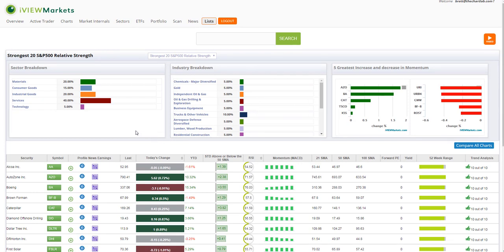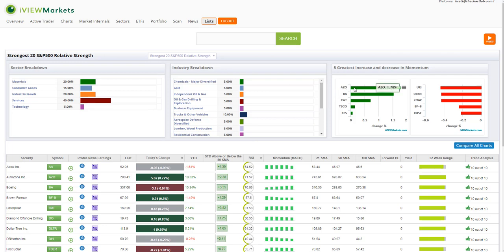But let's not get off subject here, and let's just look at the upper left side, which is the sectors. Here we can see the strongest stocks represented by each sector. The service sector has the strongest names in it, at 40% of this list. Technology is 5%, industrial goods is 20%, consumer goods 15%, and materials is 20%. You can also see the industry breakdown as well.